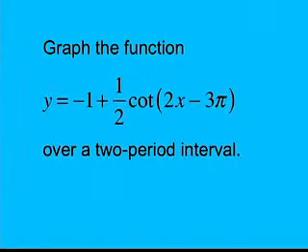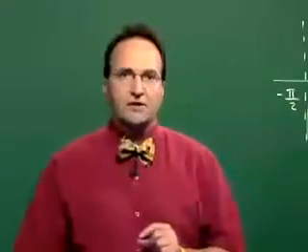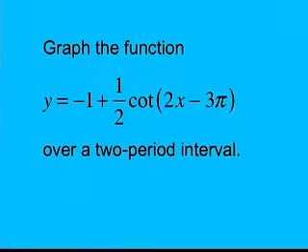All right then, we will complete this section with graphing of a cotangent function that involves vertical and horizontal translations along with vertical and horizontal shrinking. Graph the function y equals -1 plus 1/2 cotangent of 2x minus 3 pi over a 2-period interval. Now, we need to manipulate this equation a little bit, but I'm going to actually graph this on the graphing calculator. But before I do that, let's go back to the graphics so that I could show you the manipulation that we need to do.